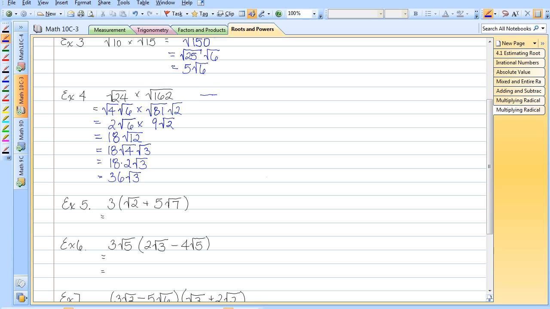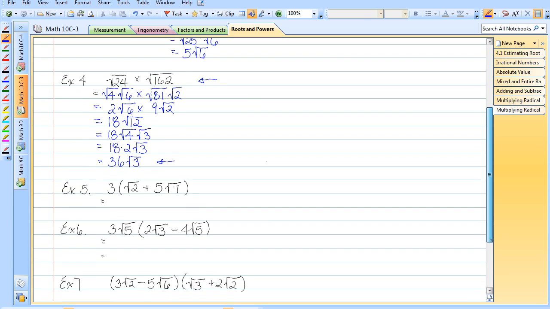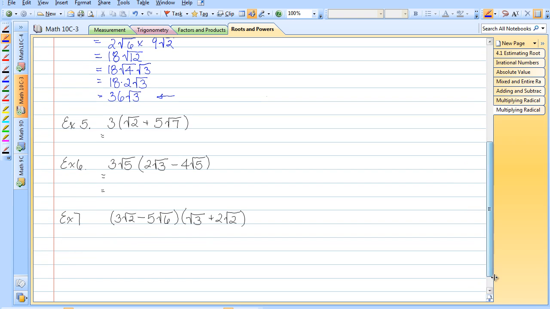We can enter root 24 times root 162 into the calculator and come up with an approximate decimal value, and again enter in our simplified product of those two radicals, 36 root 3, to also check if we come up with the same equivalent decimal approximation.